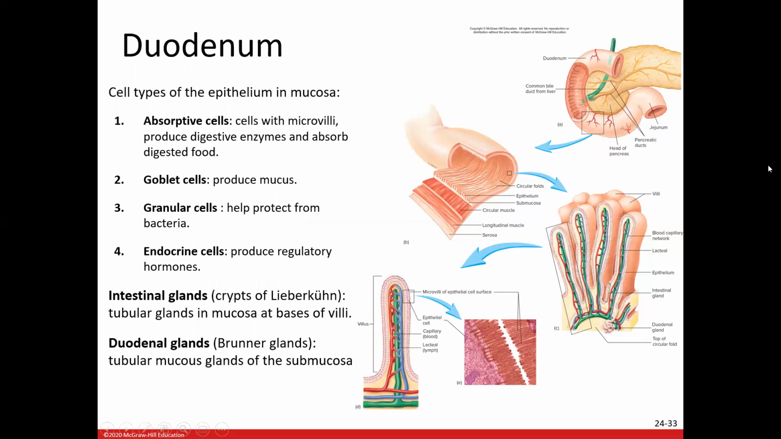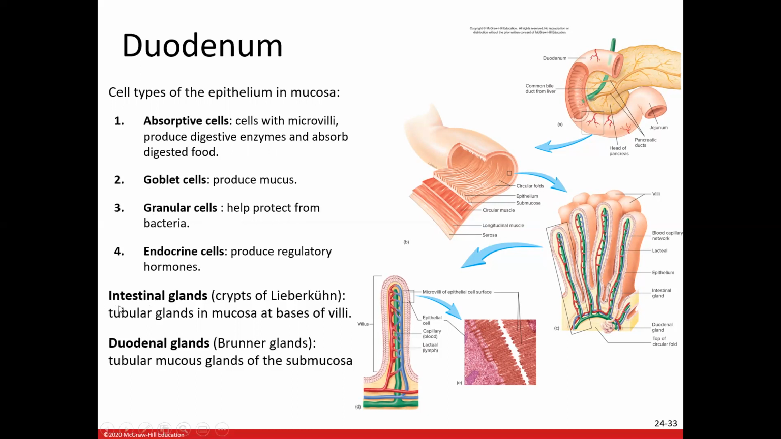Then within the duodenum, we have all the different types of cells. We have absorptive cells, which, as the name implies, help absorb the digested food. They also do produce some digestive enzymes to break down different food contents. We have your goblet cells, which help produce mucus, as they do similarly in the respiratory system. Then we have granular cells, which help protect us against bacteria and these sort of microorganisms we don't want there. And then we have, of course, endocrine cells for producing those hormones that we always need.